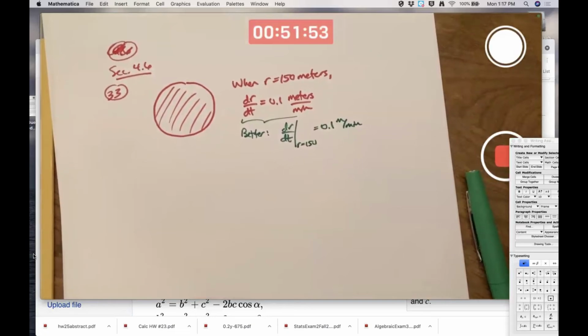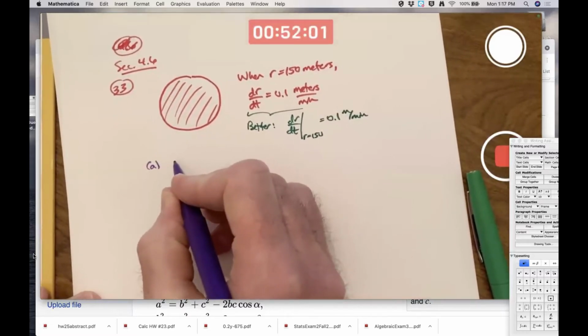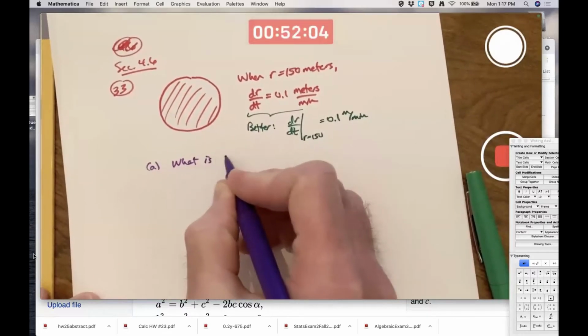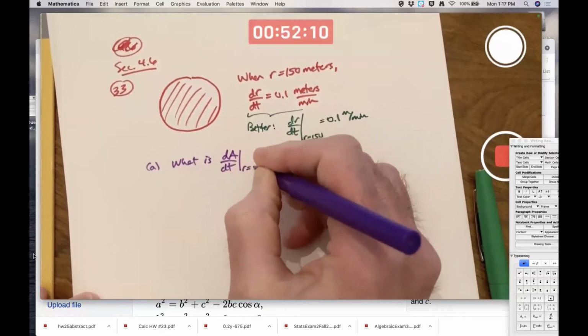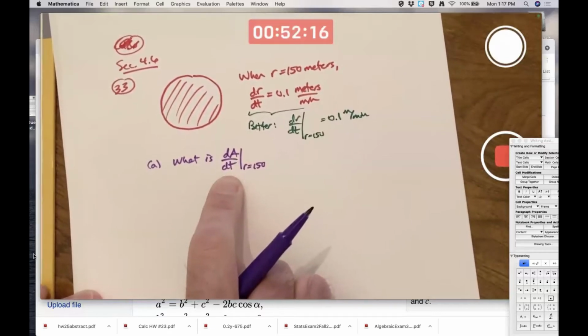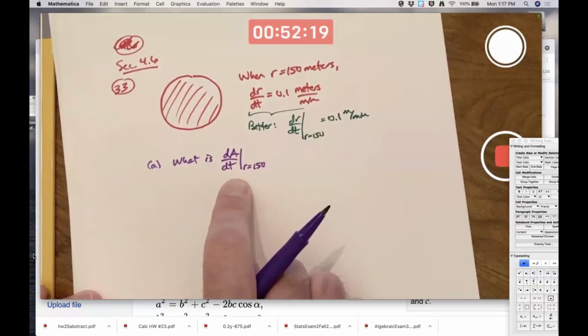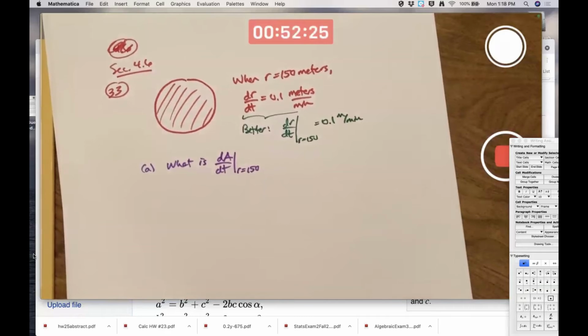What's the goal again? Part A, how fast is the area expanding at that moment in time? What is dA/dt evaluated at r equals 150? That looks funny as well because you don't see any r's there. What I mean here is find the rate of change of area with respect to time at the moment in time when r does happen to equal 150. Now, you don't know exactly what moment in time that is. You don't have a formula for r as a function of t. Doesn't matter. You can still write this kind of thing. You can still solve the problem, it turns out.